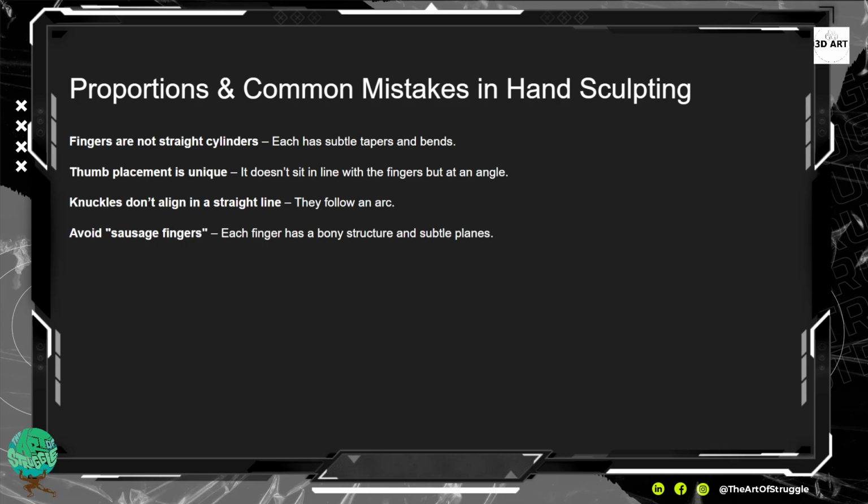And remember, avoid sausage fingers. That's one of the things I said. Each finger has a bony structure and subtle planes on them, right? So don't make your fingers into kielbasas, right? It's not the 4th of July. I don't need to see these wiener dogs or Oscar Mayer fingers, right? They have their own structure. Think about it: if I have a bone in here, what does the bone look like? If I add a little bit of fat under the finger, what does that look like? It's not just a long straight tube. You don't have Mickey fingers.